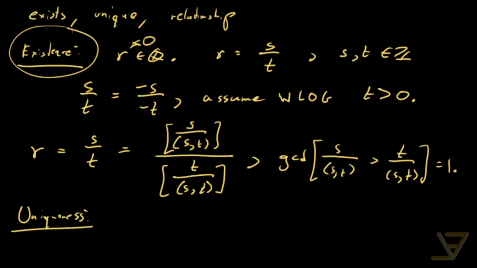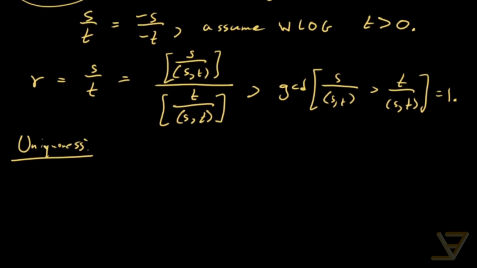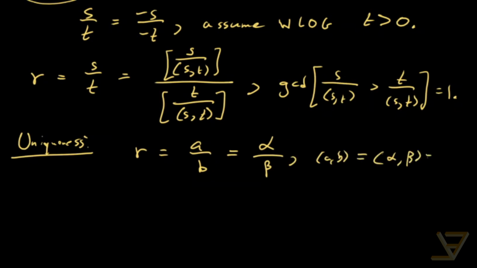And we're going to need Gauss's divisibility lemma for this. So if you haven't heard of it, please check out the other video on Gauss's divisibility lemma and Euclid's lemma. Alright, so what we're going to be starting off with is the idea that R is equal to A over B, a reduced form, and alpha over beta, a reduced form. So the GCD of A and B is equal to the GCD of alpha and beta, which is equal to 1. And we're going to be assuming that B and beta are both positive.